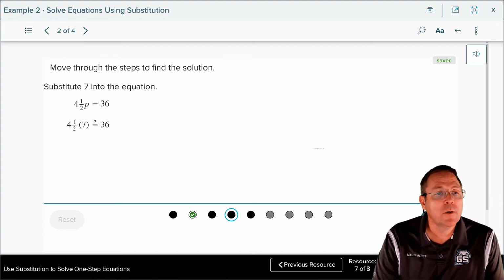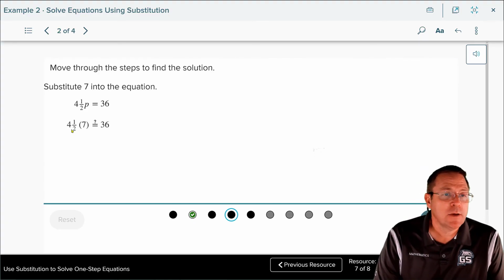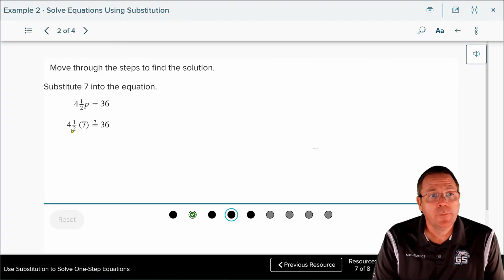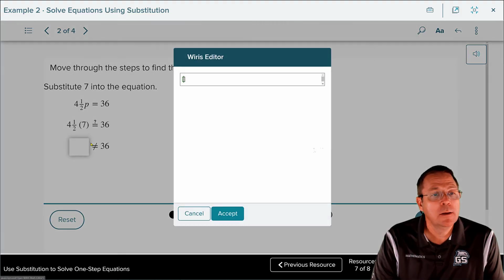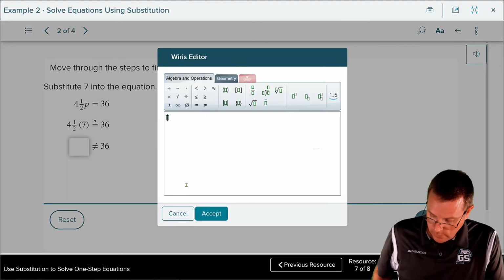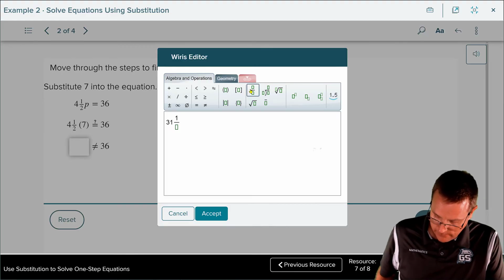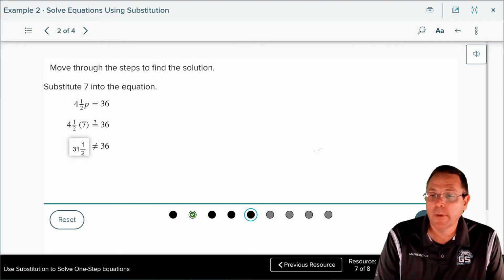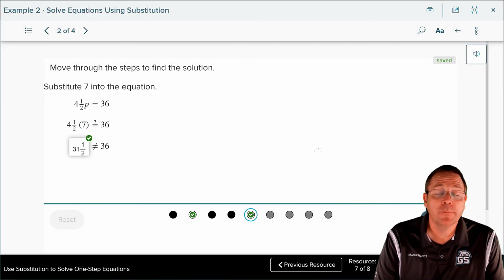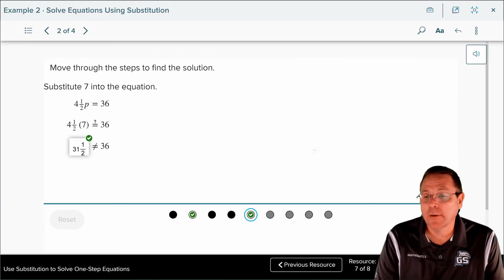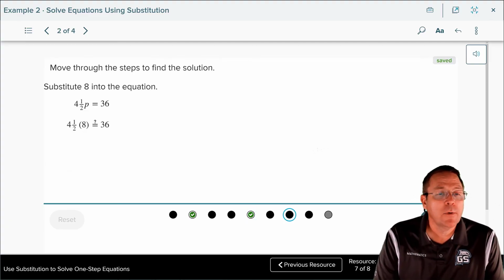From there they said, well, what if we tried 7? 7 times 4 is 28. 7 times 1/2 is 3.5, so that's going to give us 28 plus 3.5. That will end up being 31 and 1/2. And we're going to accept that and check. And guess what? We got the right answer, but it's not the answer we're looking for. Now we're going to try another one.